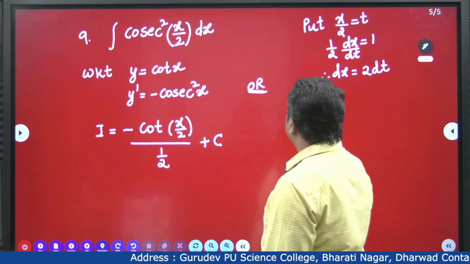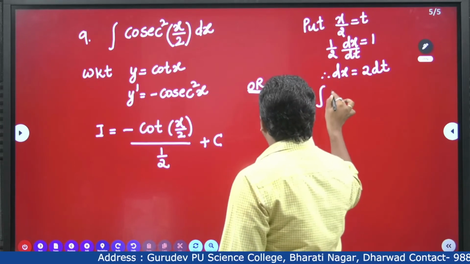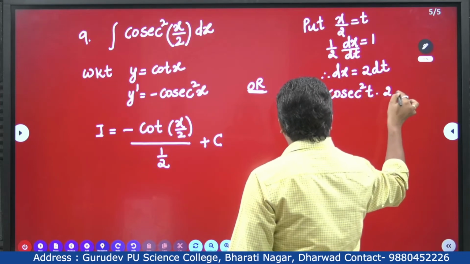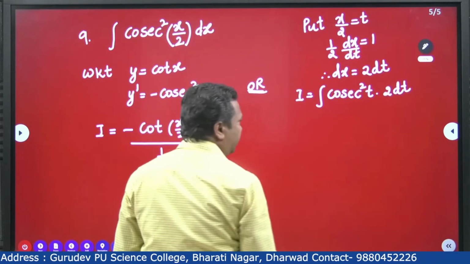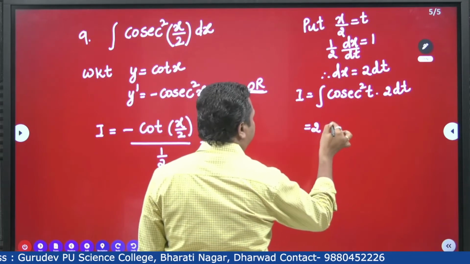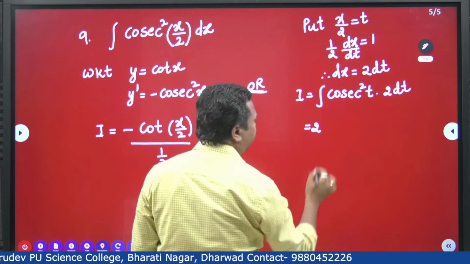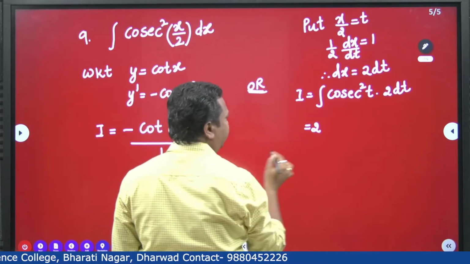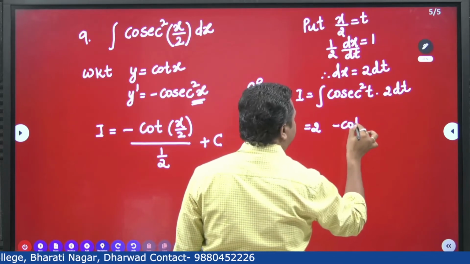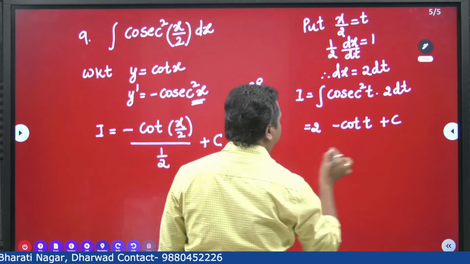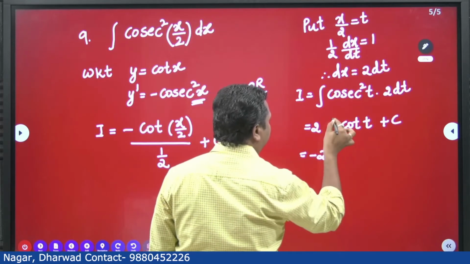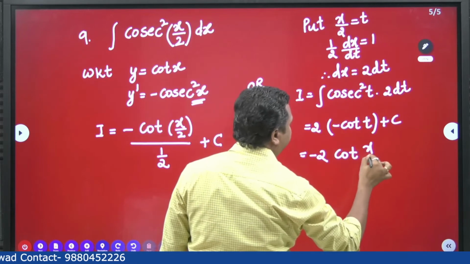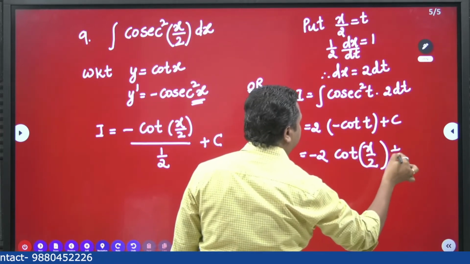Now substitute here. That will be cosecant square t, and what is dx? That becomes 2 times dt, right? So 2 is a numerical constant, keep it outside the function. What is left within the integral? Cosecant square t dt, which is nothing but the standard form, right? So what will be the integral of this function? Minus cot t plus c. Therefore, what is your answer? Minus 2 cot t, and t means x by 2, plus c, right?